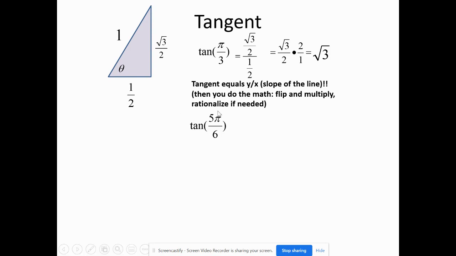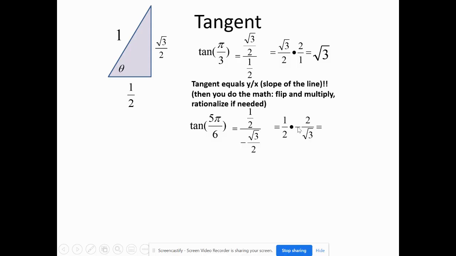You are looking at your unit circle. Go to 5 pi over 6. It's y over x. At 5 pi over 6, and this is why your circle needs to be perfect, put the y value over the x value as a fraction. Then we're going to keep the top, make it multiply, and flip the bottom. Keep the top, flip, and multiply is how we usually say that.